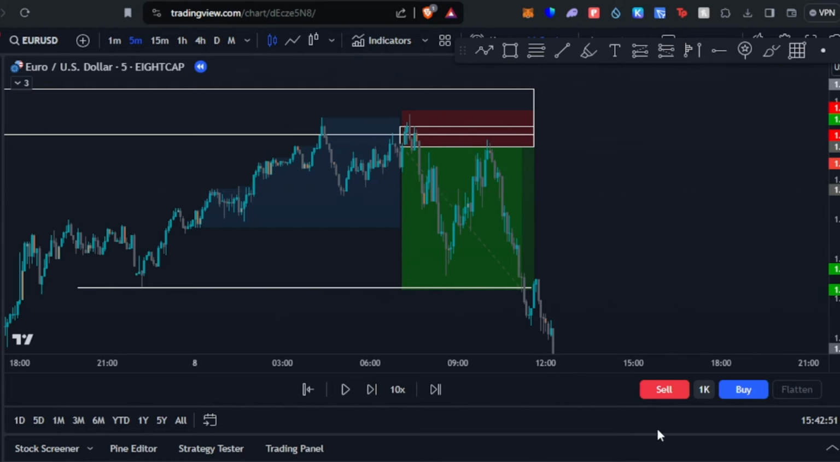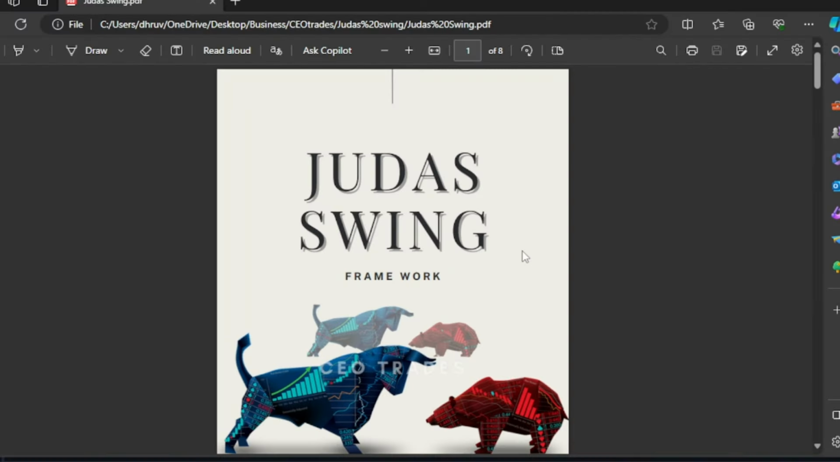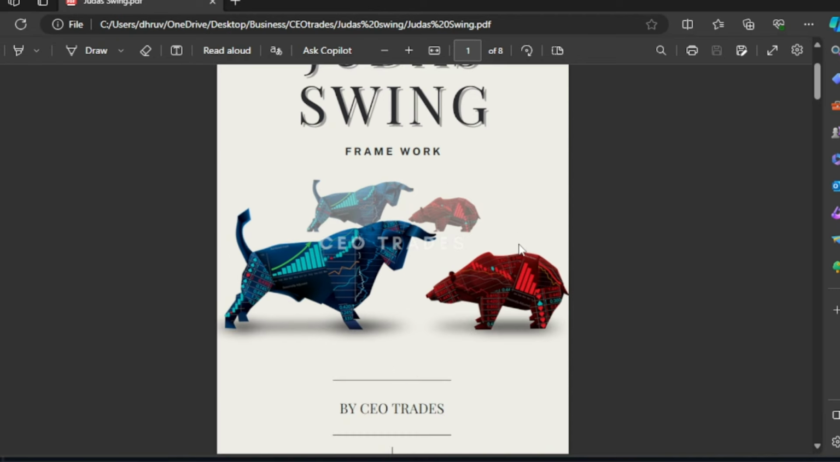Now, this trade was following the JUDAS swing framework, and if you haven't done so already, I would highly suggest going down in the description and downloading the framework that I've created completely for free, as this is going to give you a very good insight into exactly how I take these trades and why I take these trades.